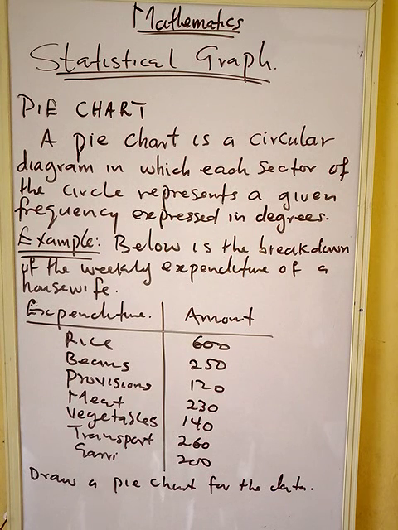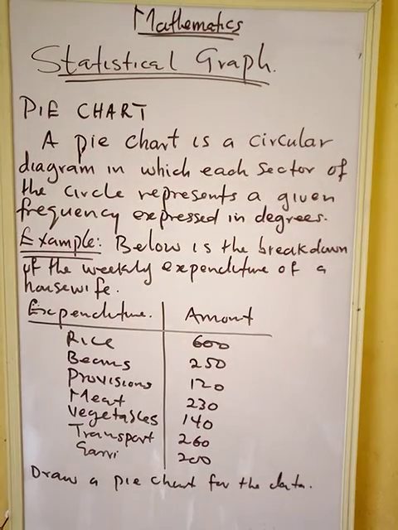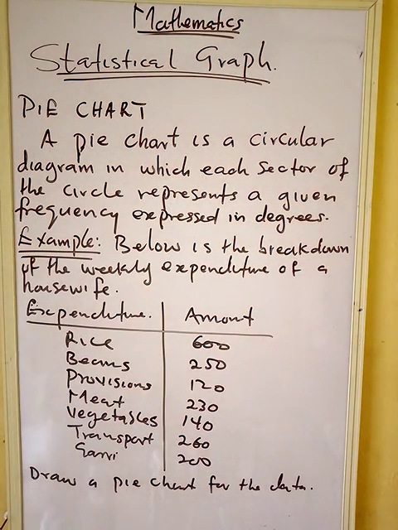And this is statistical what? Graph. Our discussion here will be based on pie charts, bar charts, histogram, etc. So we are starting with pie charts. A pie chart is a circular diagram in which each sector of the circle represents a given frequency expressed in degree. Pie chart is in the form of a circle.